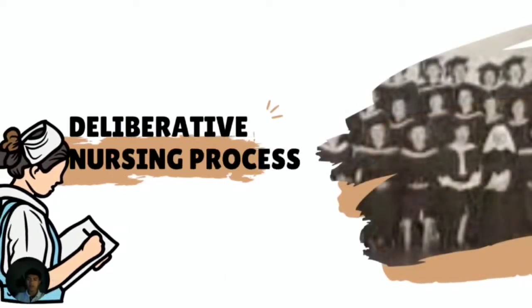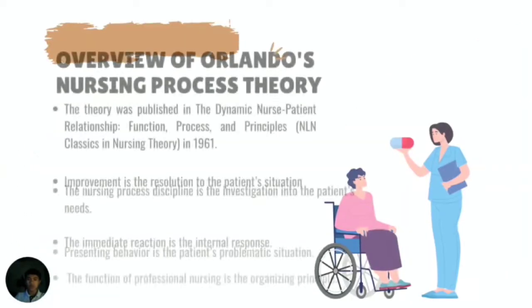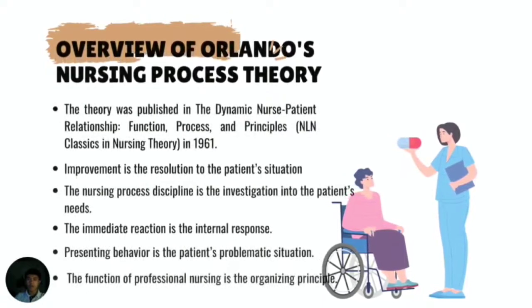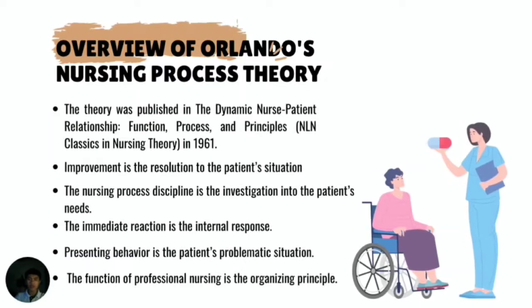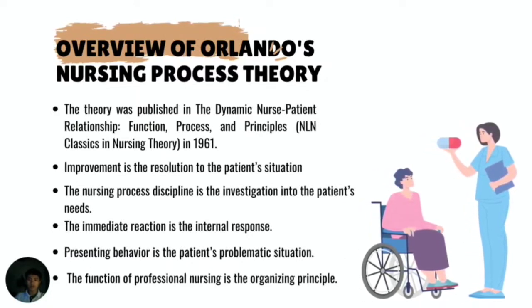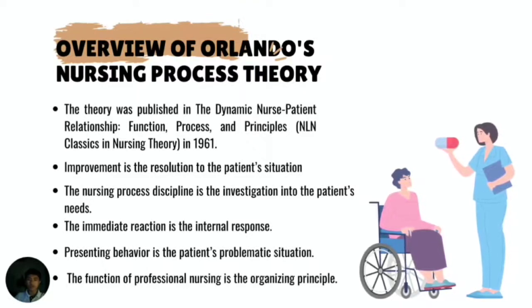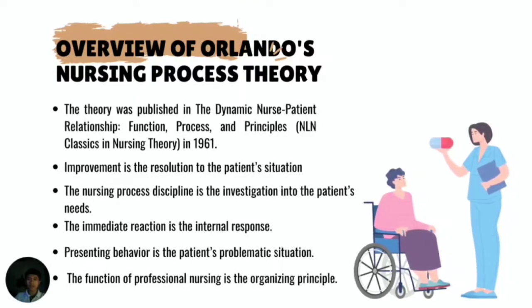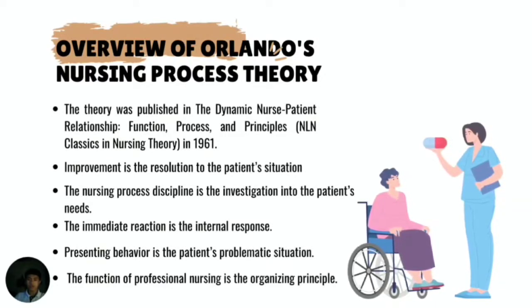The deliberative nursing process of Ida Jean Orlando is set in motion by the behavior of the patient. She proposed that patients have their own meanings and interpretations of situations, and therefore, nurses must validate their inferences and analyses with patients before concluding. She also described her model as revolving around the following 5 major interrelated concepts: the function of professional nursing, presenting behavior, immediate reaction, nursing process discipline, and improvement.